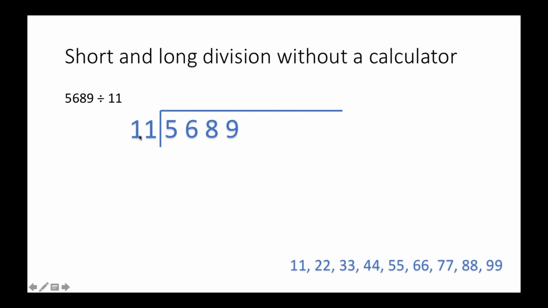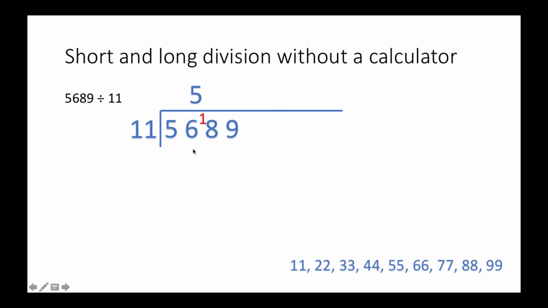So we have how many 11's go into 5? Well, we can't put 11 into 5 because 5 is too small. So we're going to put 11 into 56 instead. And as you can see, the closest I can get to 56 is 55. And that is 1, 2, 3, 4, 5 times. So 5 goes there. Now the difference between 55 and 56 is 1.